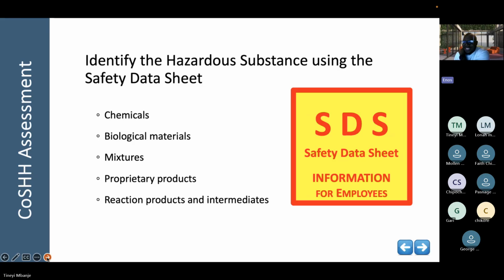Does anybody know why we need these three items? You can give me a scenario. Does anybody know why we need these three items? Okay, I'll give you a live example.